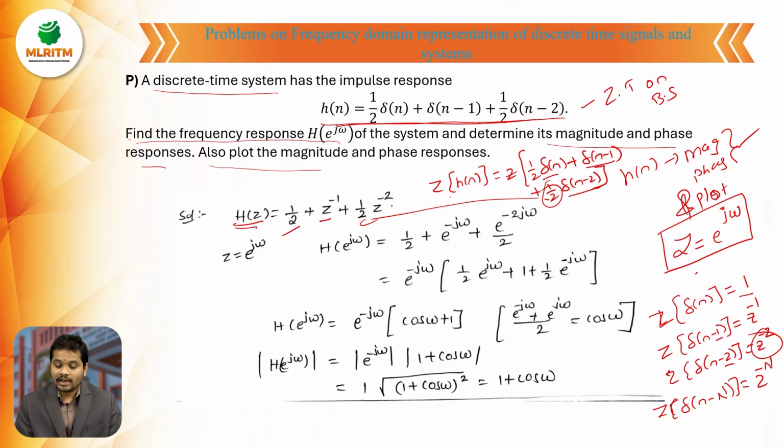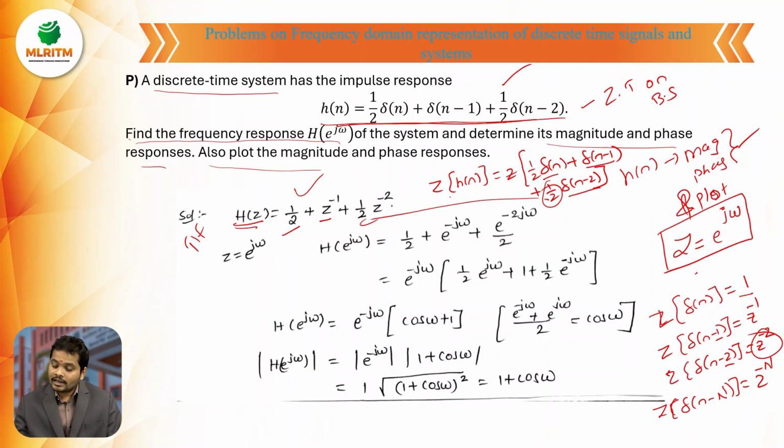So like that, we have applied the z transform on both sides and found H(z). This is the transfer function of the given difference equation. After applying the z transform, we obtain H(z) = 1/2 + z^-1 + 1/2 z^-2. For this transfer function, we have to find the frequency and magnitude response.